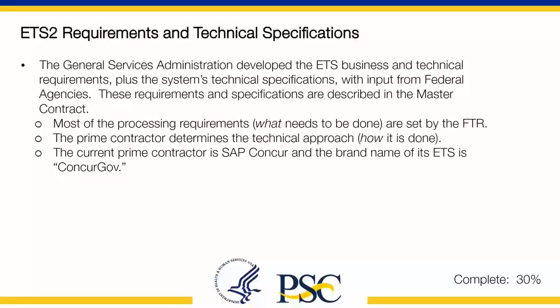The General Services Administration developed the ETS business and technical requirements, plus the system's technical specifications, with input from federal agencies. These requirements and specifications are described in the master contract. Most of the processing requirements, what needs to be done, are set by the FTR. The prime contractor determines the technical approach, how it is done. The current prime contractor is SAP Concur and the brand name of its ETS is Concur.gov.